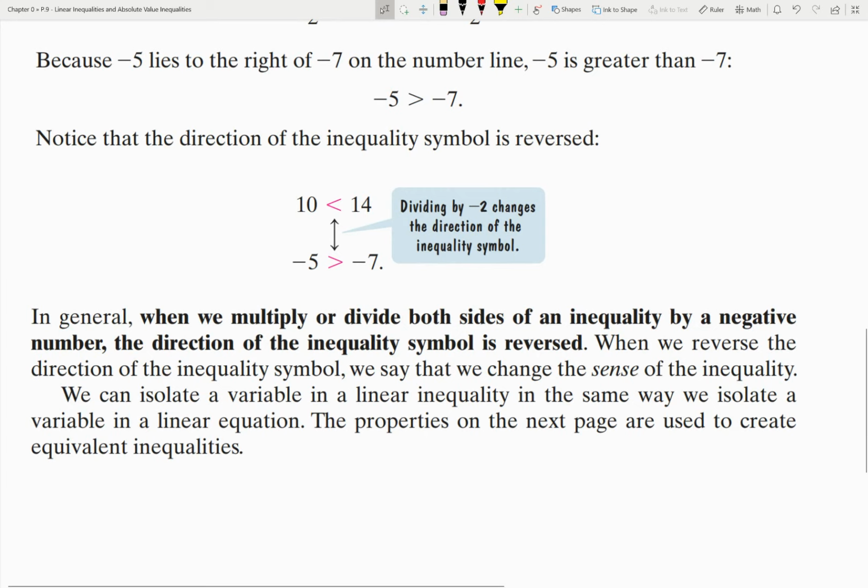And this is our most important point for solving an inequality. It says that when you multiply or divide both sides of an inequality by a negative number, the direction of the inequality is reversed. And that is called the sense. So when we multiply or divide both sides of an inequality by a negative number, you have to change the sense of the inequality.